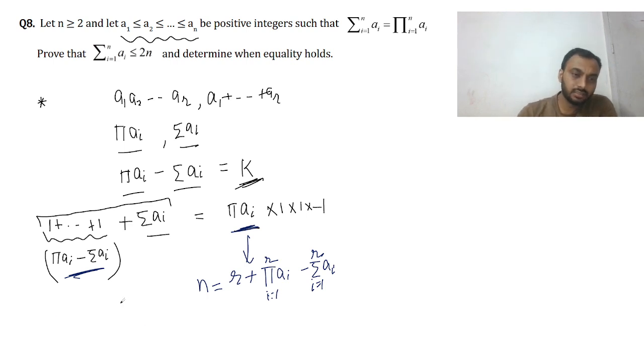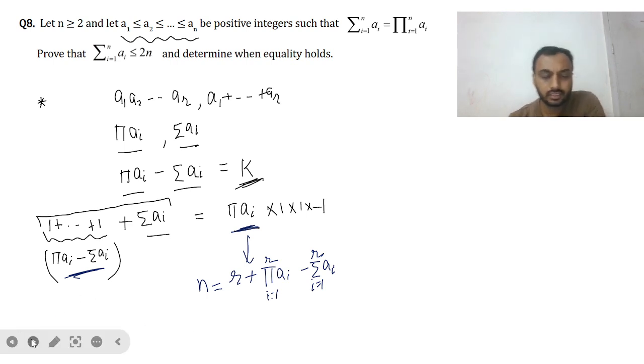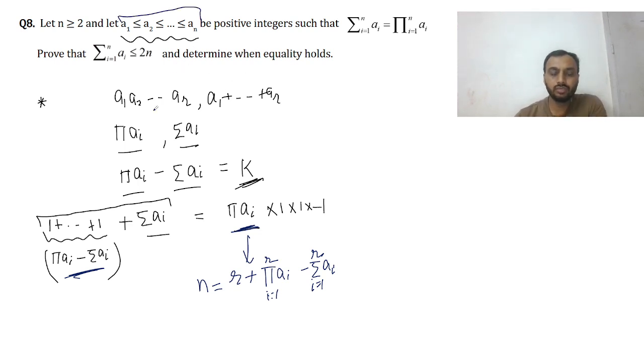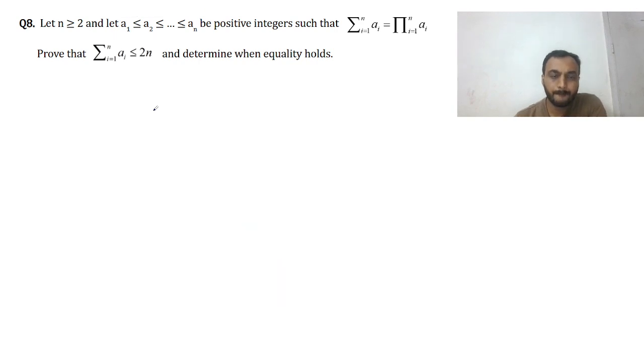Now the next thing that we can try to prove is whether n can take any value, right? Because we have to say that for any integer n which is greater than or equal to 2, so first we have to prove that n can take any value that is greater than or equal to 2, right? So as we have n is equal to r plus product of ai minus summation of ai.